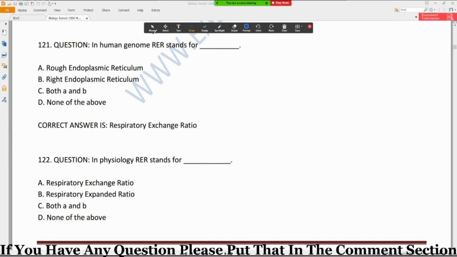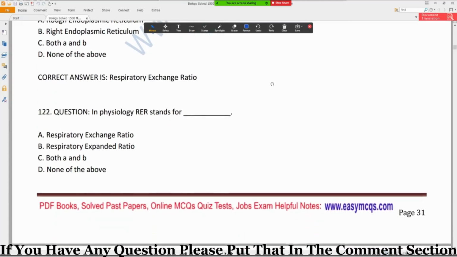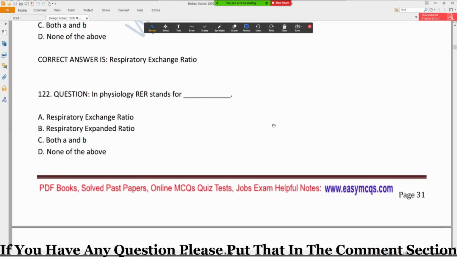Okay, the question number 122. In physiology, RER stands for option A respiratory exchange ratio, option B respiratory expanded ratio, option C both A and B, and option D none of the above. Okay, here the word physiology is used. So in physiology, RER stands for respiratory exchange ratio.